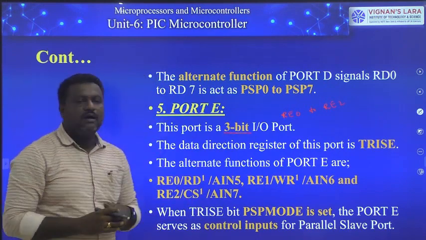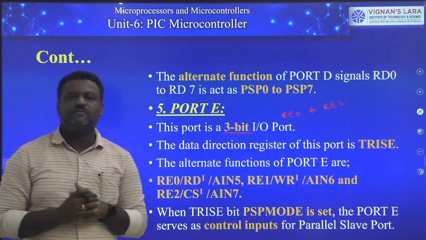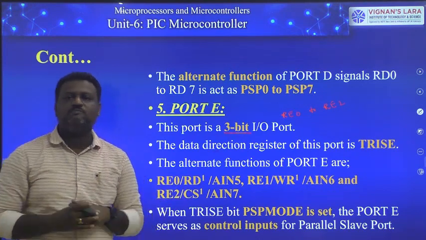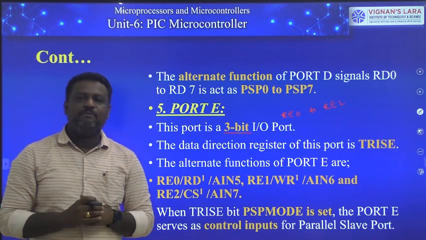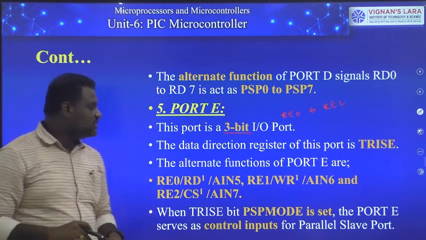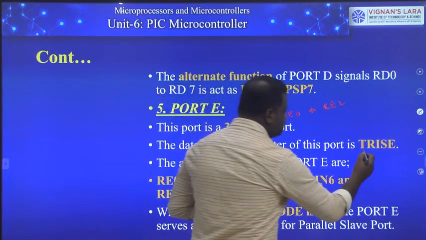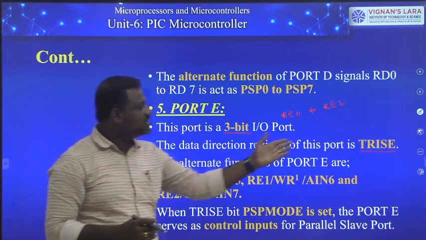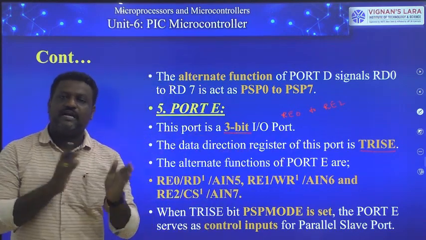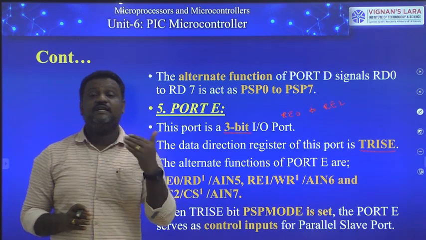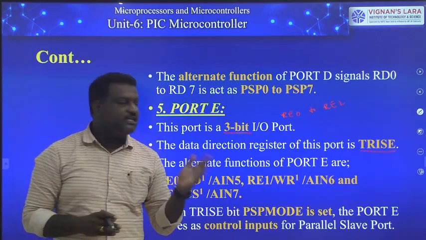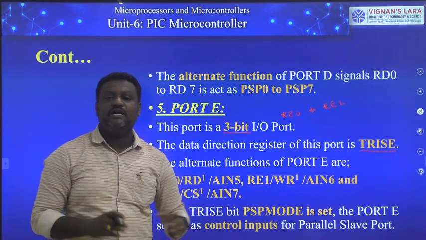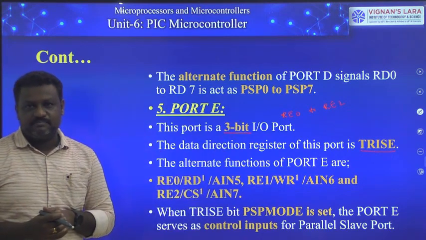So it is a simple IO port of size 3 bits. Again, to program these 3 signals as either input or output signals, we use its own data direction register, which is TRISE. By making a bit in TRISE equal to 0, the corresponding pin of port E is defined as an output. Whenever a specific bit of TRISE is set to 1, the corresponding pin of port E is defined as an input.